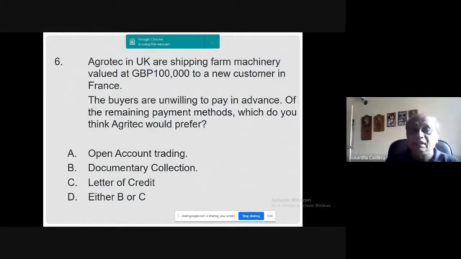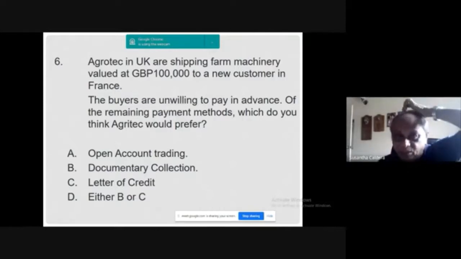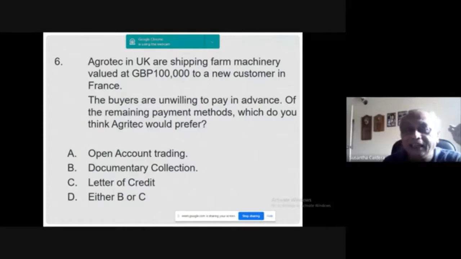New customer, and the amount is big, and the buyers are unwilling to pay in advance. That means their cash flow situation is not so good. Of the remaining payment methods, what do you think Agritech would prefer? Open account trading? No way.